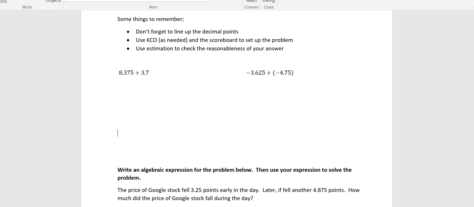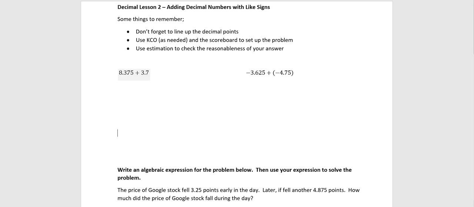Beyond that, what's really important for us to understand is that we have to recognize the place value of the digits in a number. So when I look at 8.375, I know because 8 is 1 to the left of, I'm sorry, of the decimal point, that's my ones place. And because 3 is 1 to the right of the decimal, that's my tenths. And then the 7 is the hundredths. And the 5 is the thousandths.